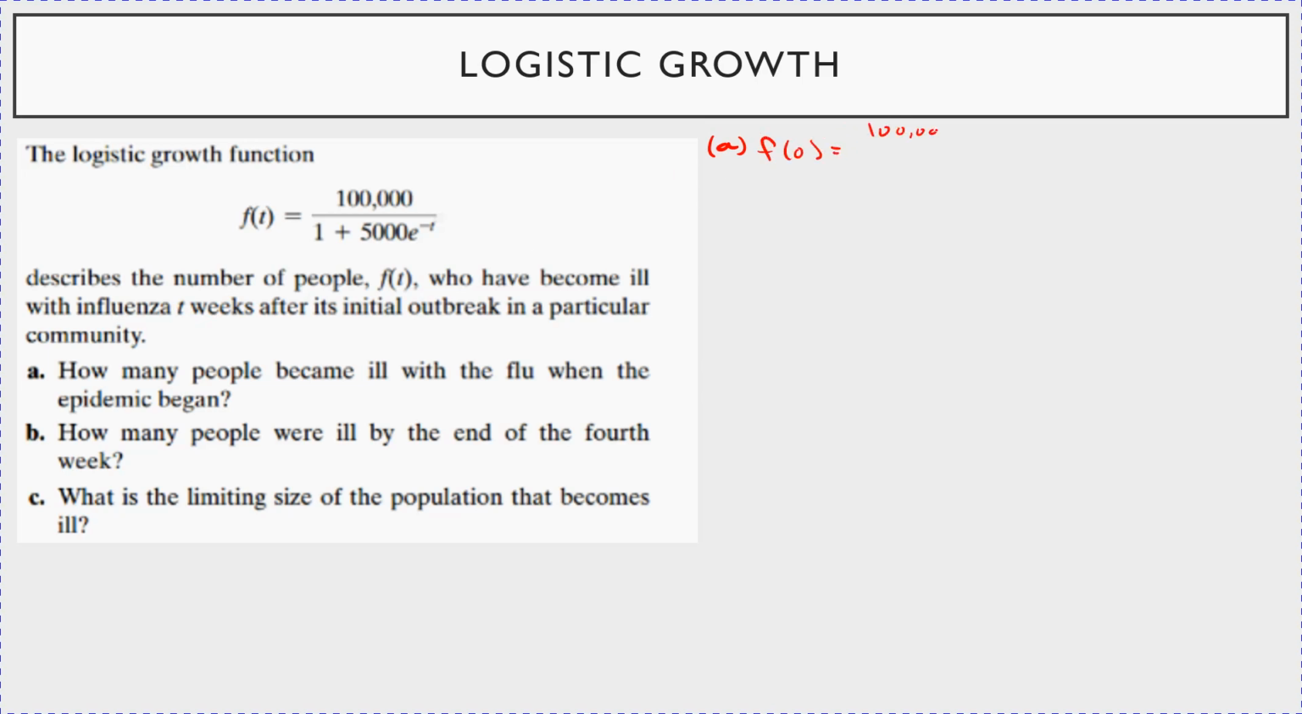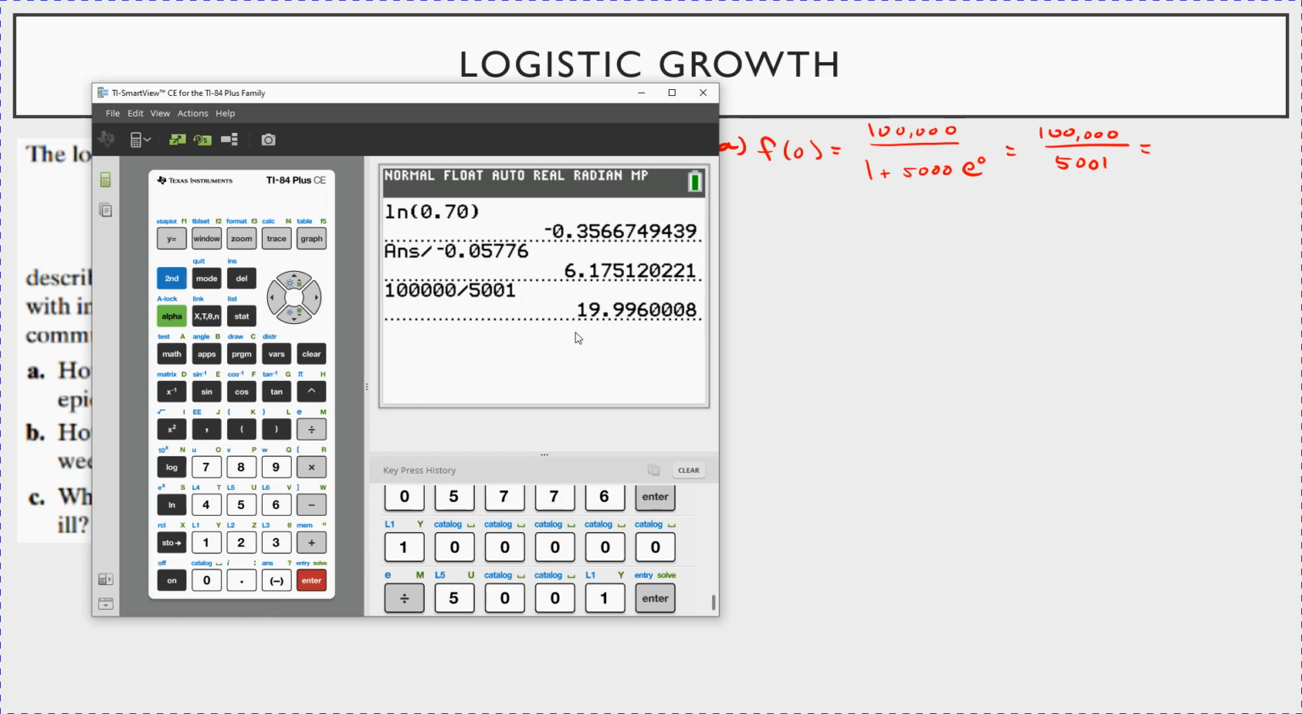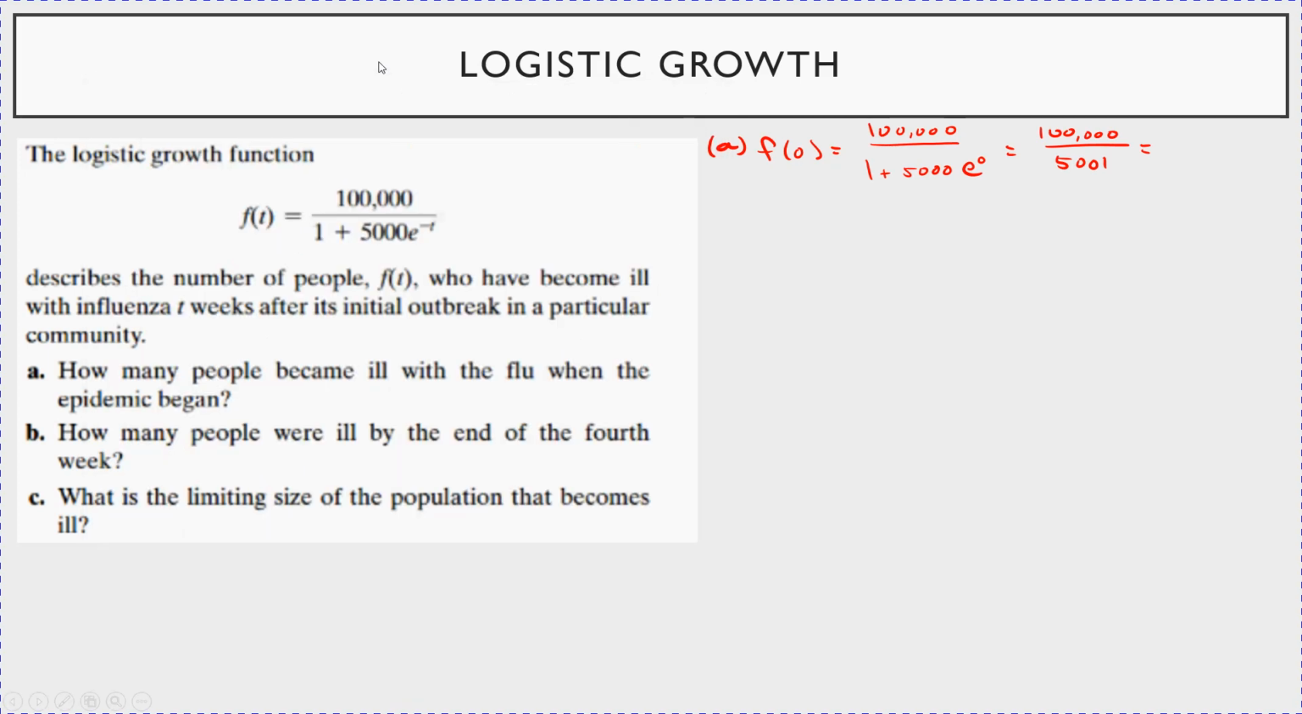So you can take 100,000, divide it by 1 plus 5,000 times e. If I plug 0 in for t, you get e to the 0, which is just 1, because anything raised to the 0 is 1. So you're just going to take 100,000 and divide it by 5,001. We're going to round this off, because you can't have 0.99 of a person. So when this outbreak initially started, roughly 20 people had this influenza.